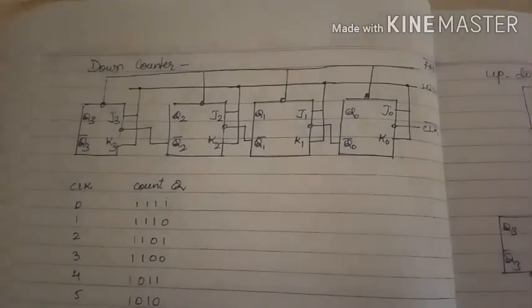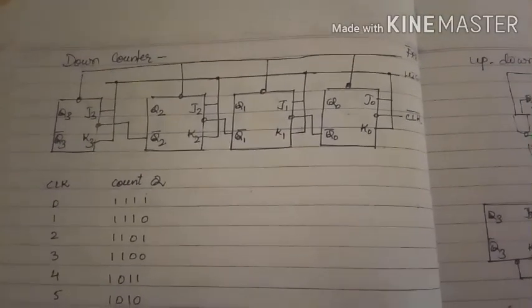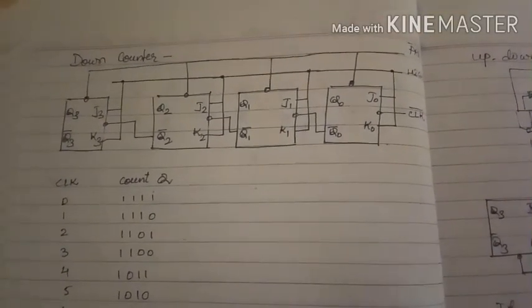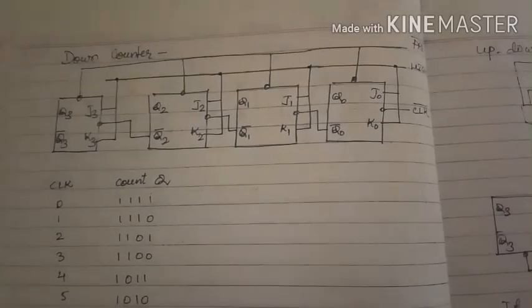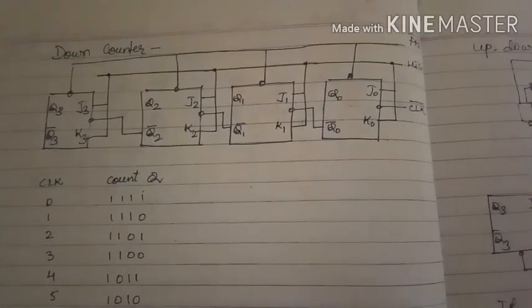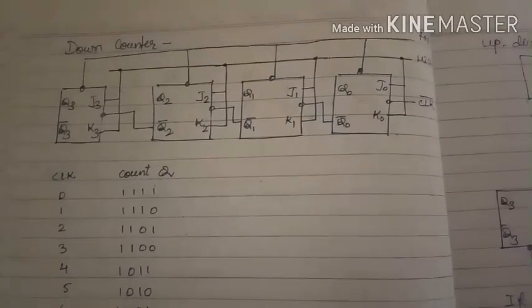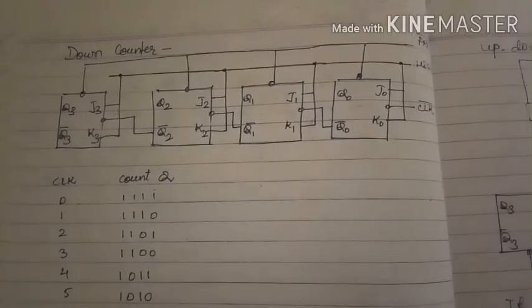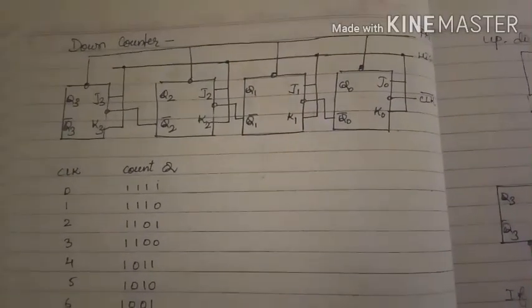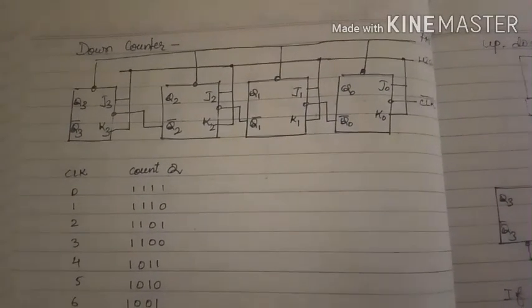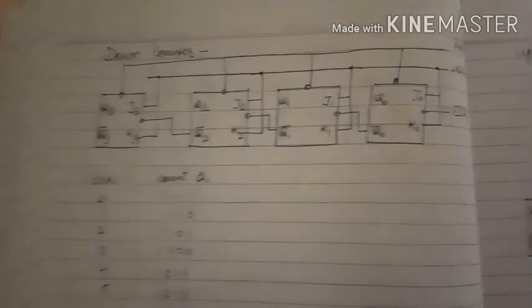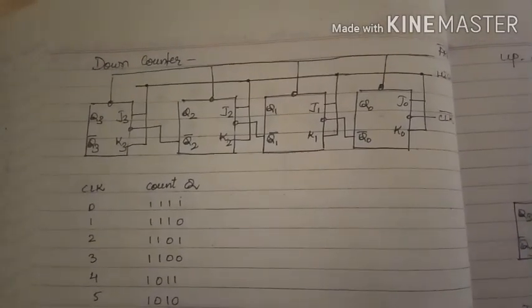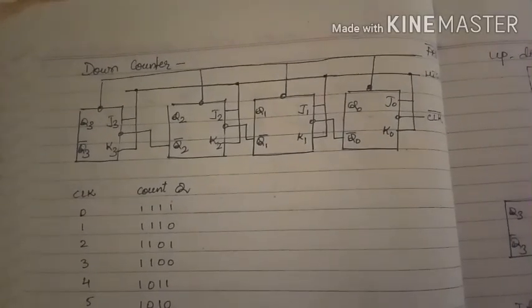Dear students, up till now we have studied different types of counters like decade counter, ripple counter, synchronous counter. Now we are going to study the down counter. Normally a counter counts from 0000 to the higher values. Now here we are using a down counter which counts just the opposite, that is from 1111 to 0000.